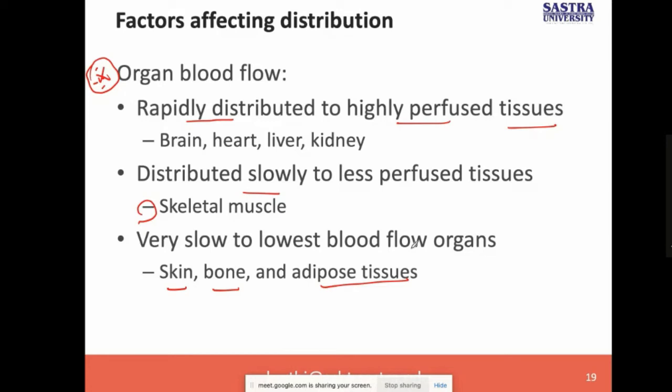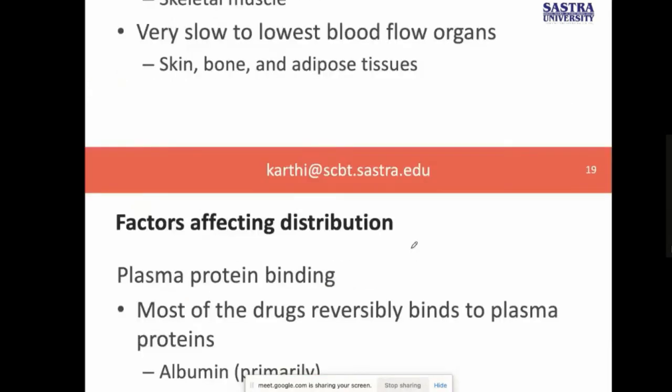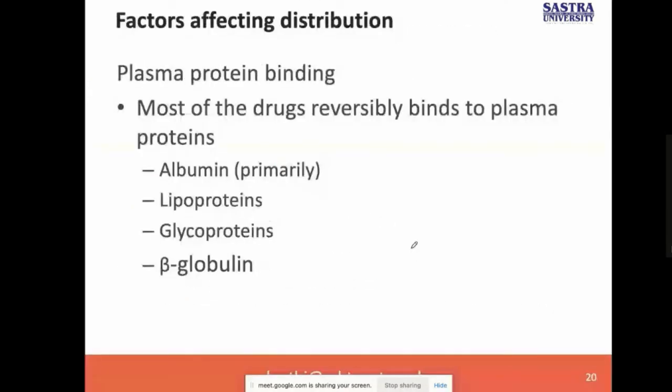Yes. So moving on further, the first factor which has impact on the distribution of the drug molecule is the rate of flow of blood, the rate at which the tissue is perfused. That determines the rate of distribution of the drug molecule to that organ or part of the body. So what is another important factor which affects the rate of distribution?